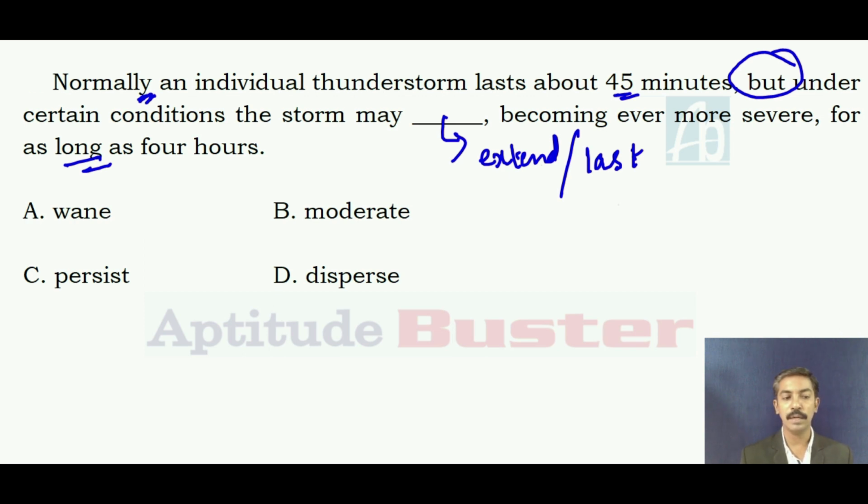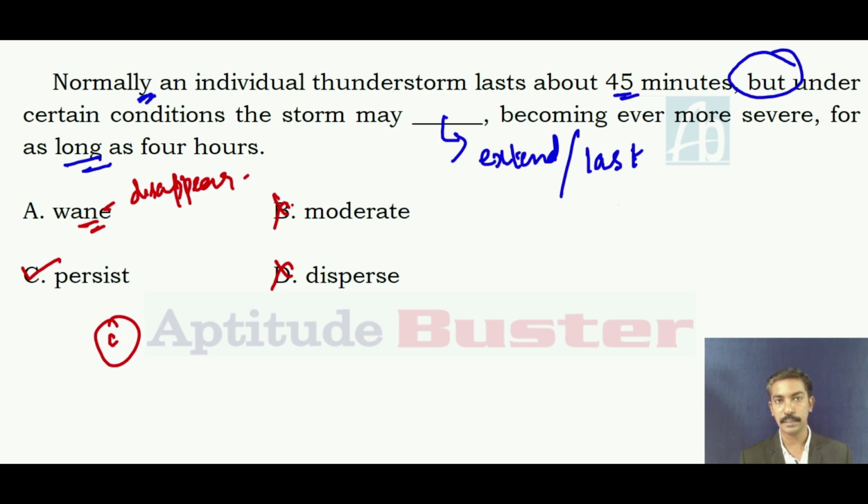We have predicted the word, now apply the word on the options. The right choice is option C, persist, because the words moderate and disperse you could easily eliminate. The word wane means disappear. Answer is option C.